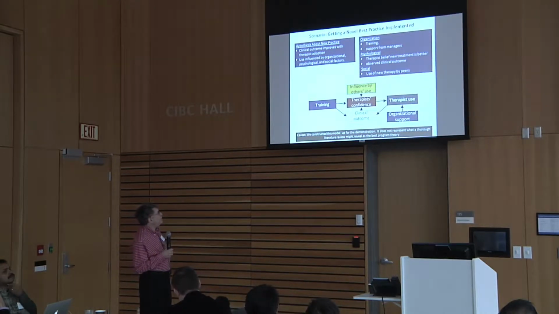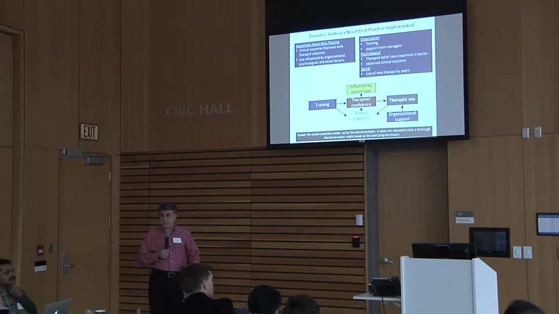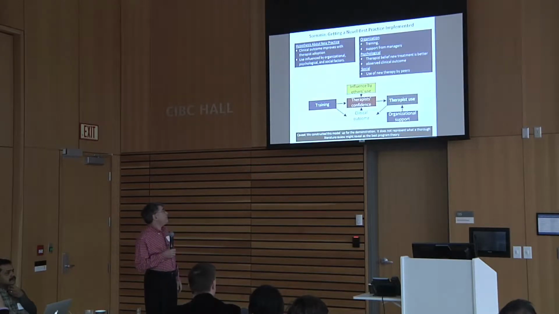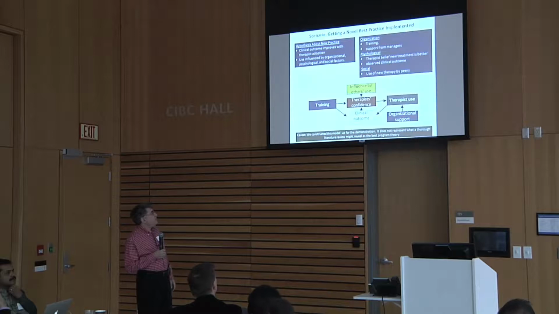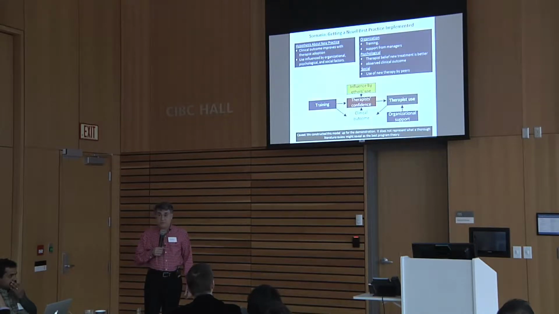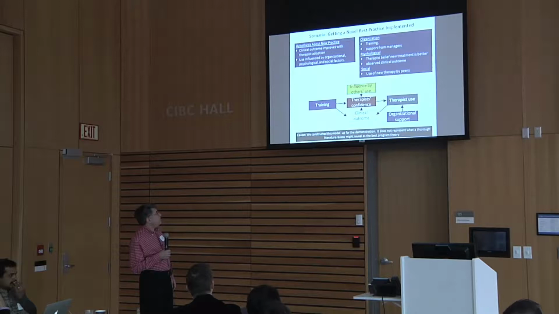The blue are organizational variables. Training is organizational because someone has to pay for it and give you the time to do it and so on. So we've got the organizational variables of training and organizational support. We've got the social psychological variable on top of that mustard color, influenced by others, and that's got to do with whether your peers use this therapy or not. And so all of that affects use and therapist training and so on and so forth.